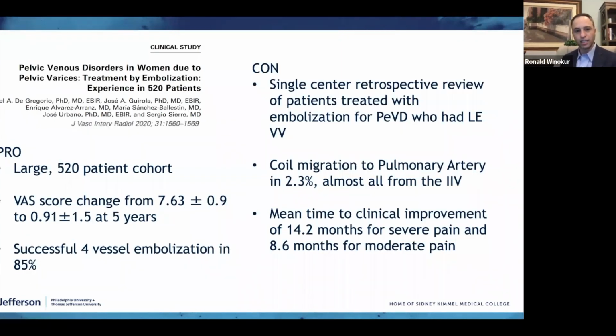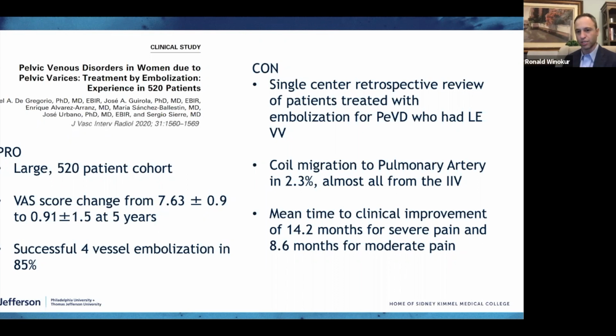And then recently, just a few months ago, there was an article by Di Gregorio that was published looking at a very large patient cohort. Again, this is a retrospective patient cohort, and they were looking at 4-vessel embolization with coils only and showed a very high success rate at reducing chronic pelvic pain in these patients. But I want you to take this with a grain of salt.